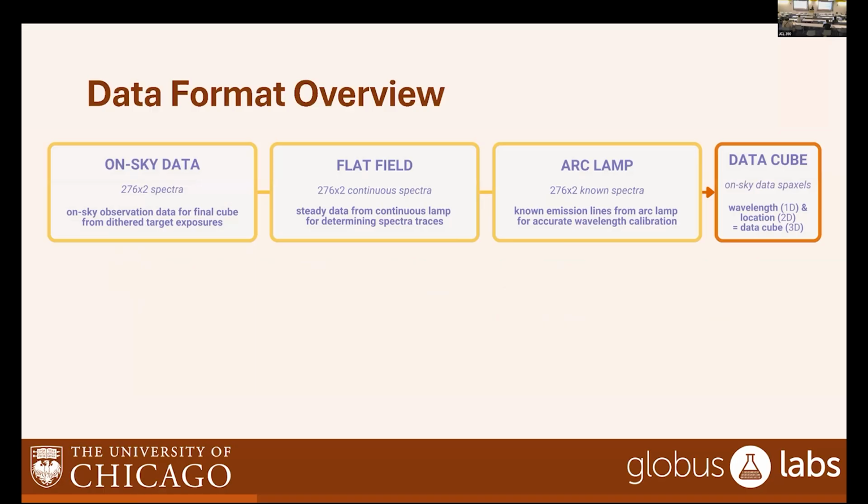So to quickly go over the data format that I'm working with, there's of course the on-sky data, which is the actual science exposure and the integration time. Along with that, during the observation, you take some calibrations, which include a flat field, which helps you understand the location of the spectra on the detector. Also the arc lamp, which gives you some emission lines to actually calibrate the data that you have. And the final data product is a data cube, which is basically just one file. That means that every single three-dimensional pixel, which is called a spaxel in this type of work, is encoded with wavelength, but also location.